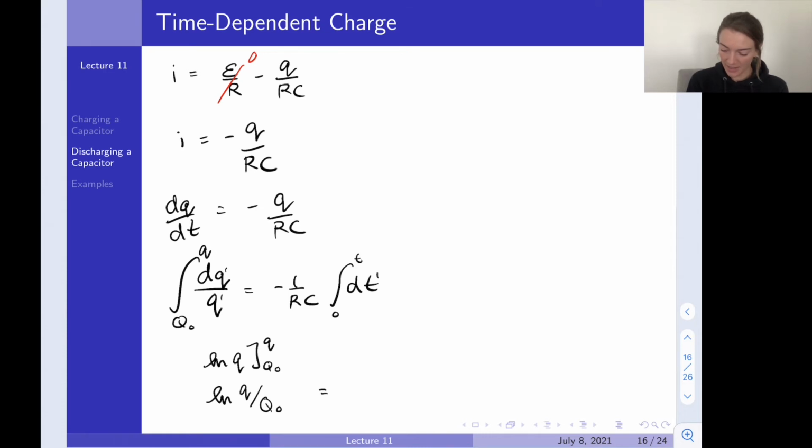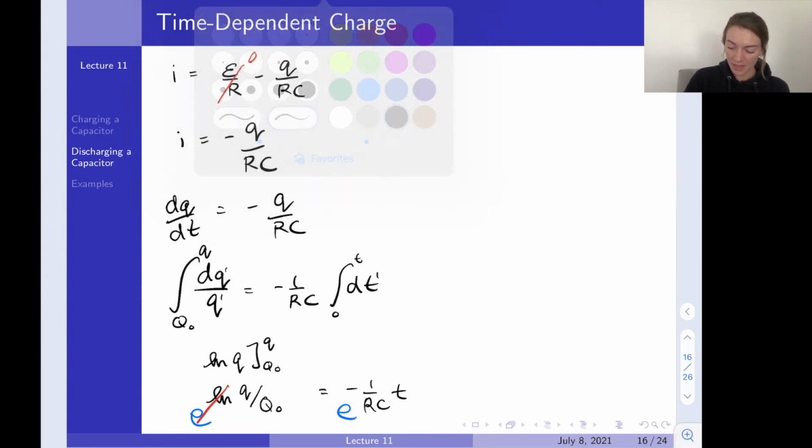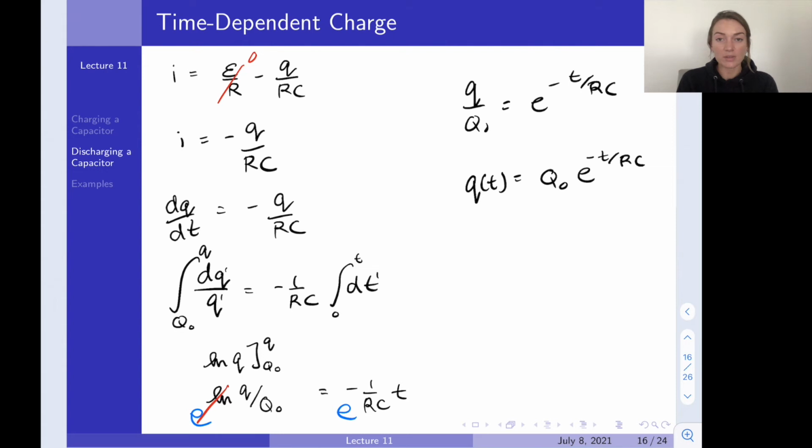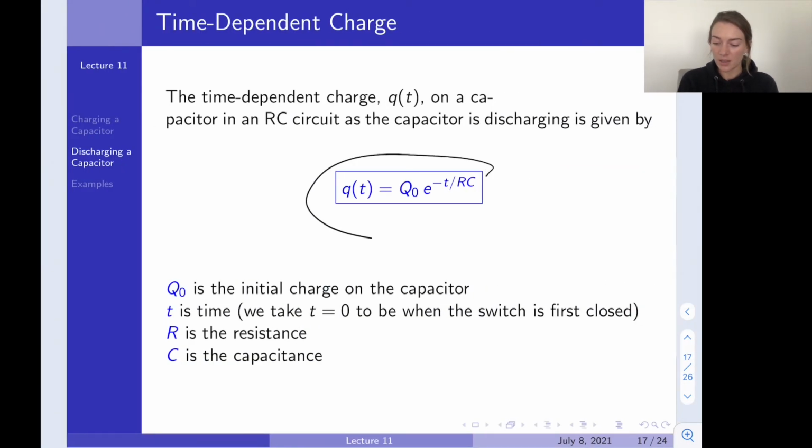And then the other side is equal to negative 1 over RC times T. So I'm going to do the same thing as I did before, where I put an E here so that I can cancel out my ln. So now I'm left with Q over Q naught is equal to E to the negative T over RC. I'll move my Q naught to the other side, so I have just Q of T is Q naught E to the negative T over RC. Okay, so this is our equation for the charge on a capacitor in an RC circuit as it is discharging.